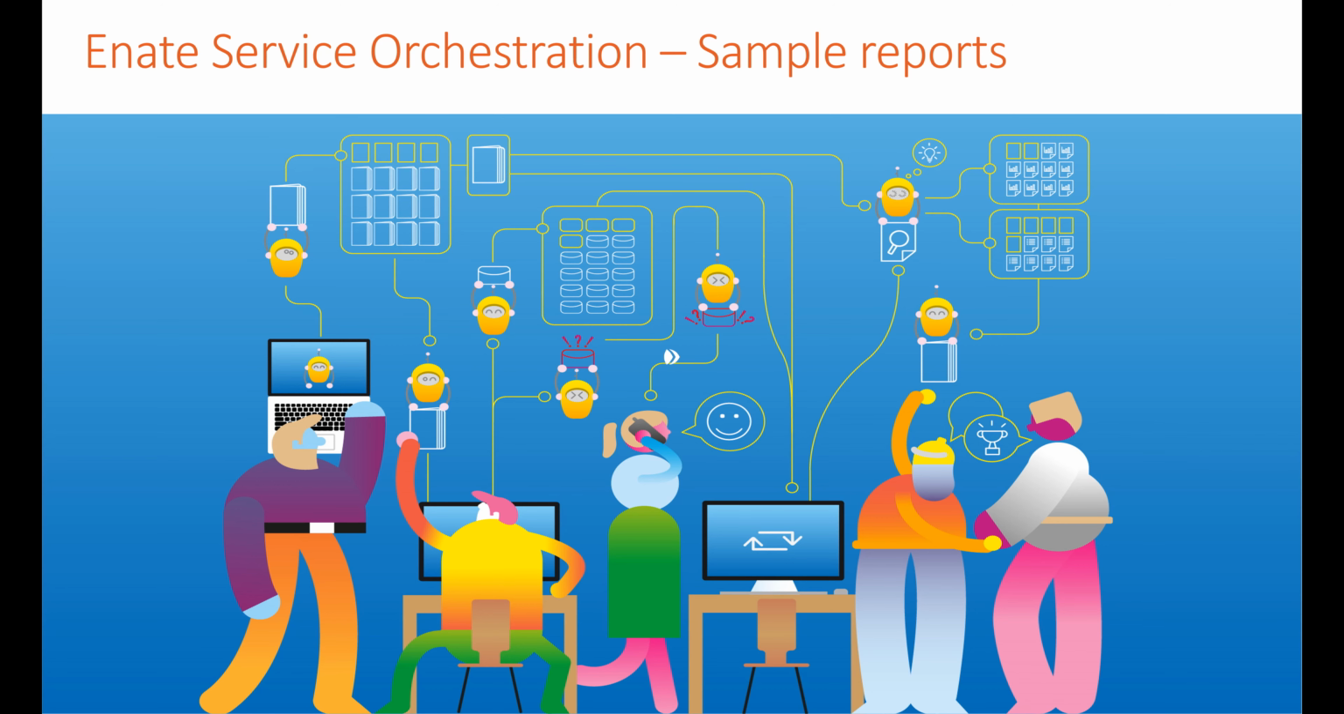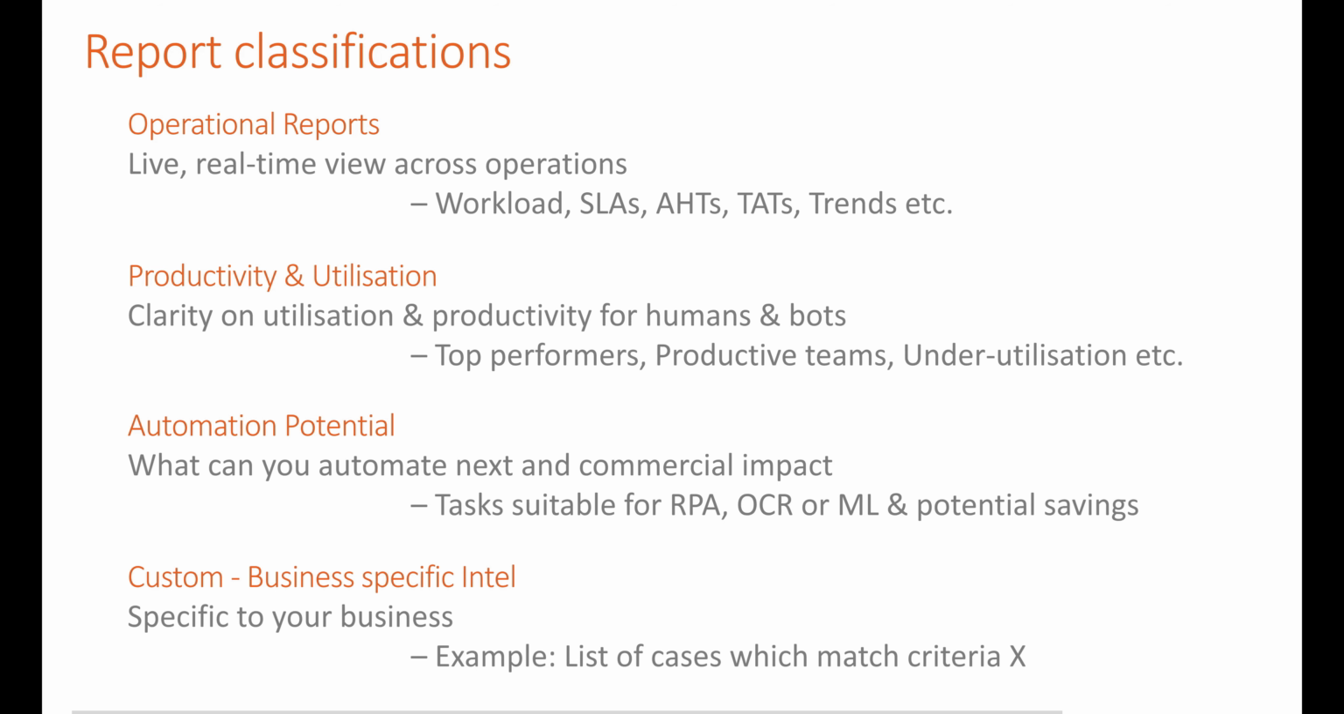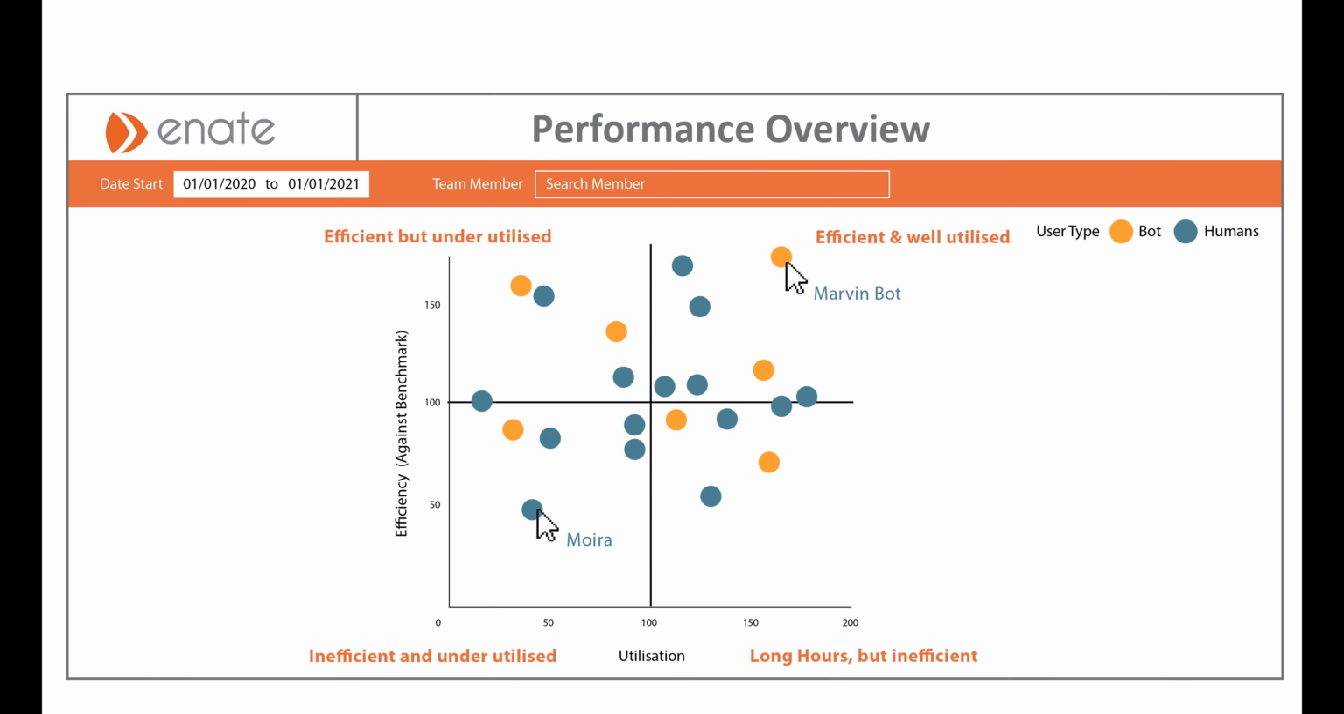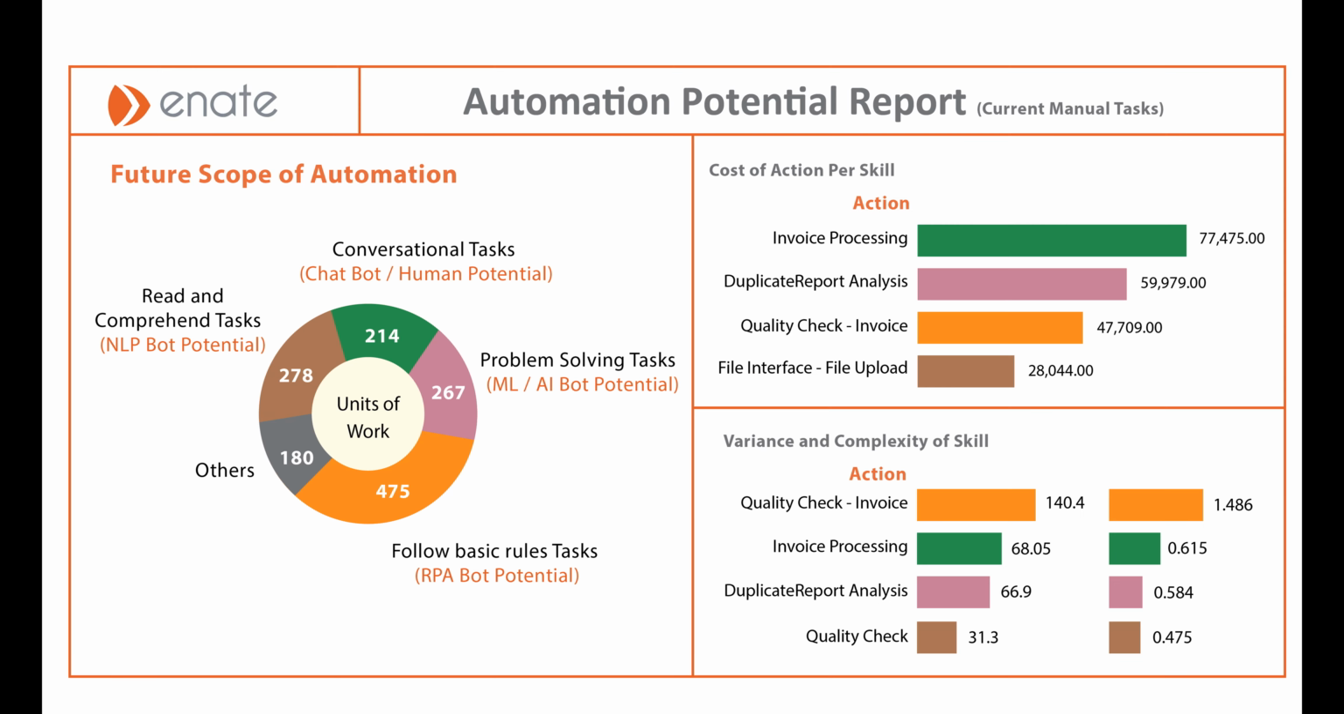Reports in Enate are configurable depending on business needs. They are broadly classified into 4 groups. Day-to-day operational reports are a real-time view of your business. These cover items such as workload volumetrics, timeliness, trends, turnaround times, and actual handling time. Utilization and productivity reports cover team, process, and individual productivity and utilization metrics.